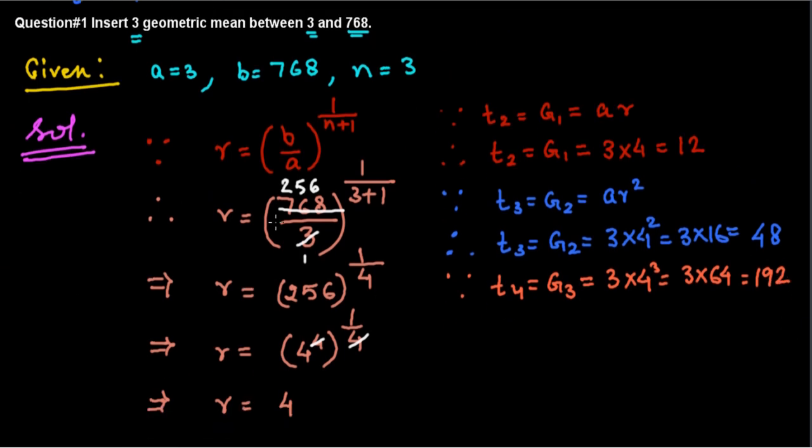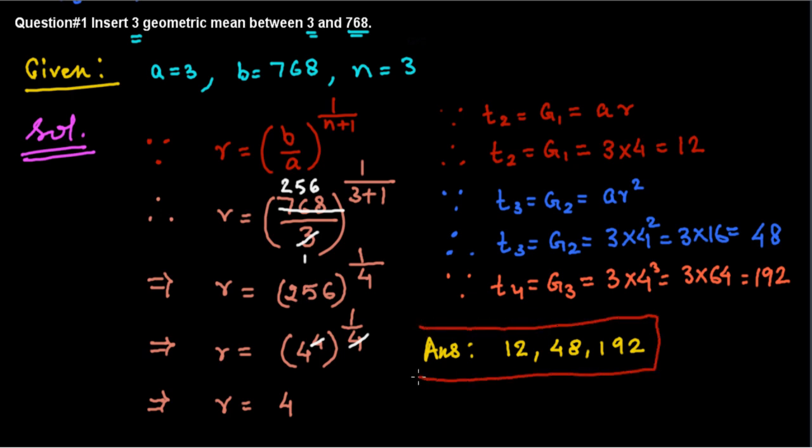So in this way we could easily find the geometric means between two numbers, and finally we got the answer: 12, 48, 192. So this is the answer for this sort of problem. We could easily solve it through this formula: R is equal to B upon A, whole power 1 upon n plus 1.